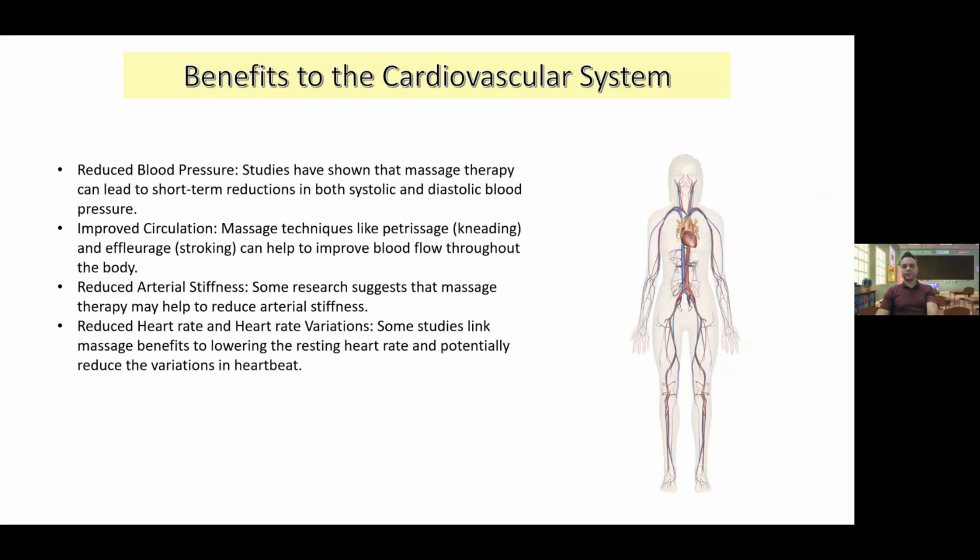So looking at the cardiovascular system, again, a lot of these benefits relate to the parasympathetic response, such as the reduction in blood pressure, but a lot of studies have shown that we have seen at least short-term reductions in systolic and diastolic blood pressure levels. So with that, we can also improve the circulation of the body, right? Now, going to the next line to tie these two together, reducing arterial stiffness too.